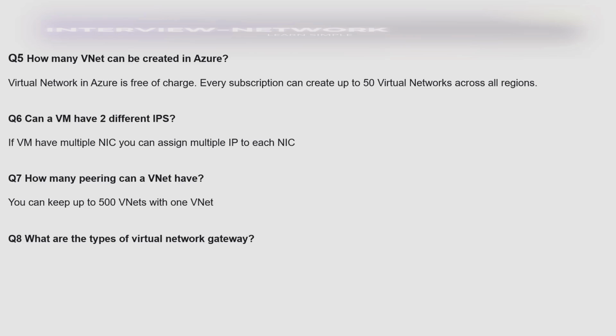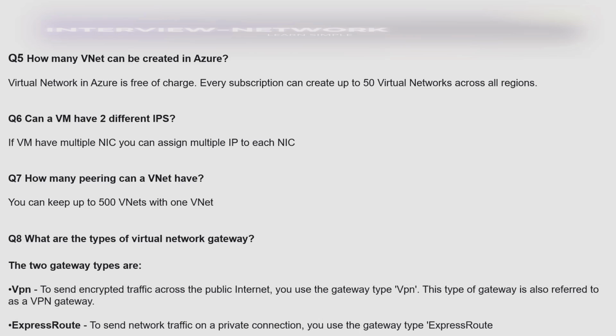What are the types of virtual network gateway? The two gateway types are, number one, VPN. To send encrypted traffic across the public internet, you use the gateway type VPN. This type of gateway is also referred to as a VPN gateway. Number two is ExpressRoute. To send network traffic on a private connection, you use the gateway type ExpressRoute.